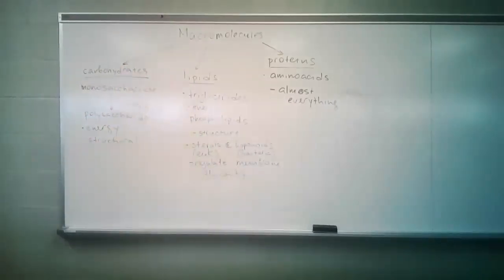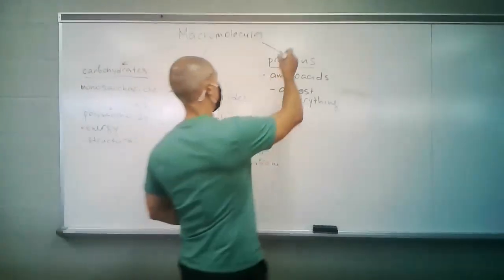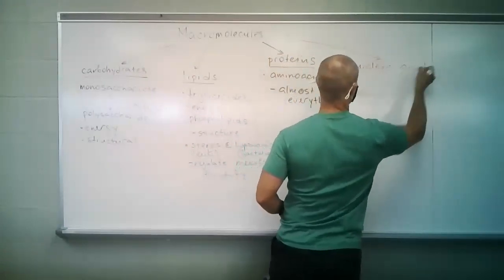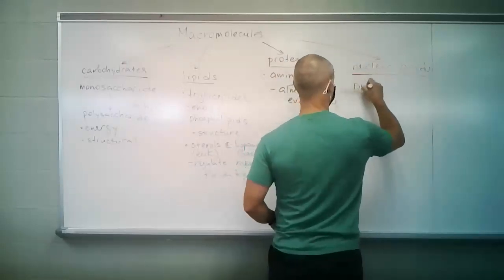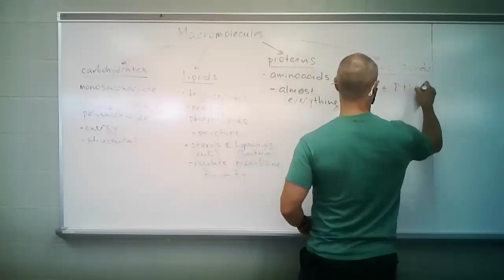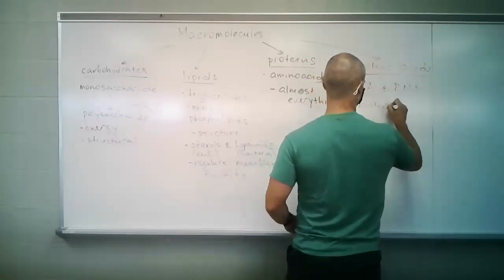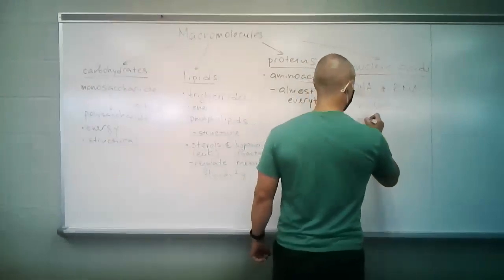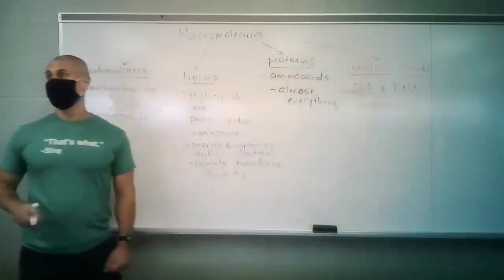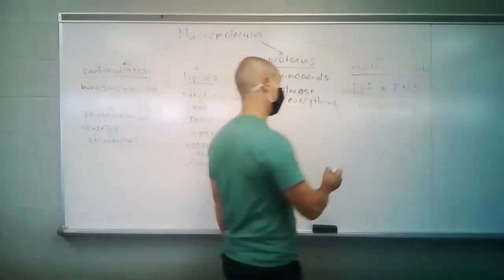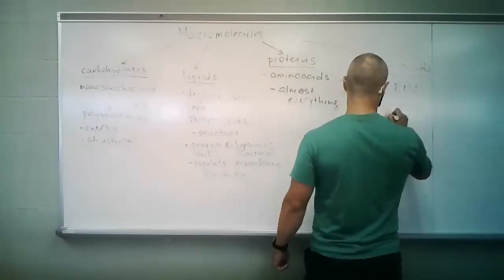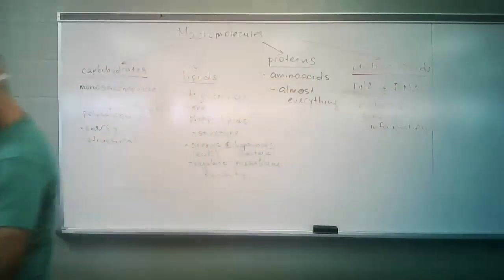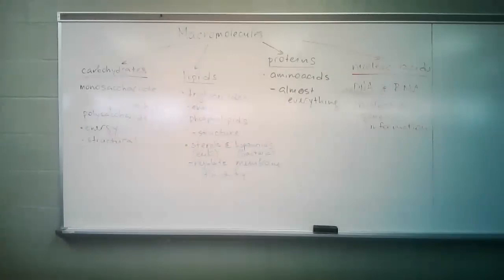Fourth group, I'm running out of colors. Nucleic acids. DNA and RNA. Building blocks are nucleotides. Okay? And their role is the storage and transmission, I would say, of genetic information. And we will address it more in about 2 minutes. So far, how do you feel about it? Good?